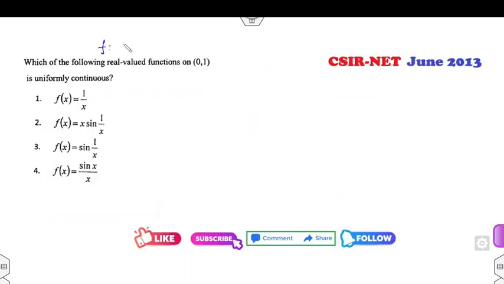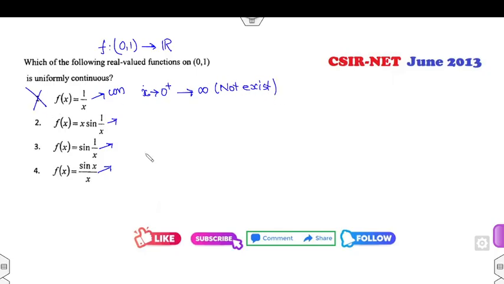Again, you can see the second question is from (0, 1) to R. Clearly this is a continuous function. This is continuous, this is continuous, all are continuous. Then as x approaches 0 positive, this limit will go to infinity. That means it does not exist. Therefore, the first option is cancelled.